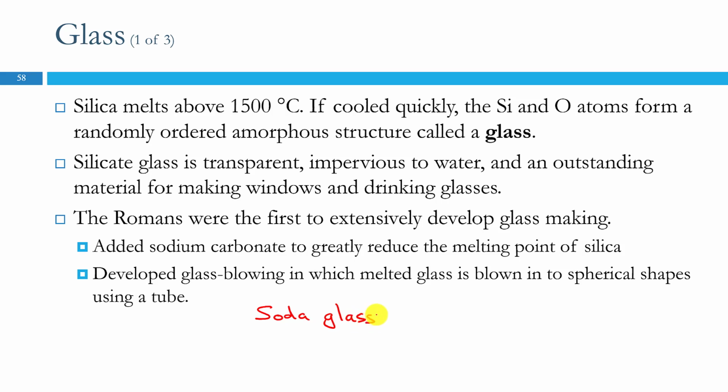And what you do is you take sodium carbonate and you mix it with silica, and the impurity of the sodium in the sodium carbonate lowers the melting point of the silica a lot. And this is actually a property we'll talk about a little bit in the next chapter. It's called a freezing point depression. But the impurity causes the mixture to have a much lower melting point than the pure silica.